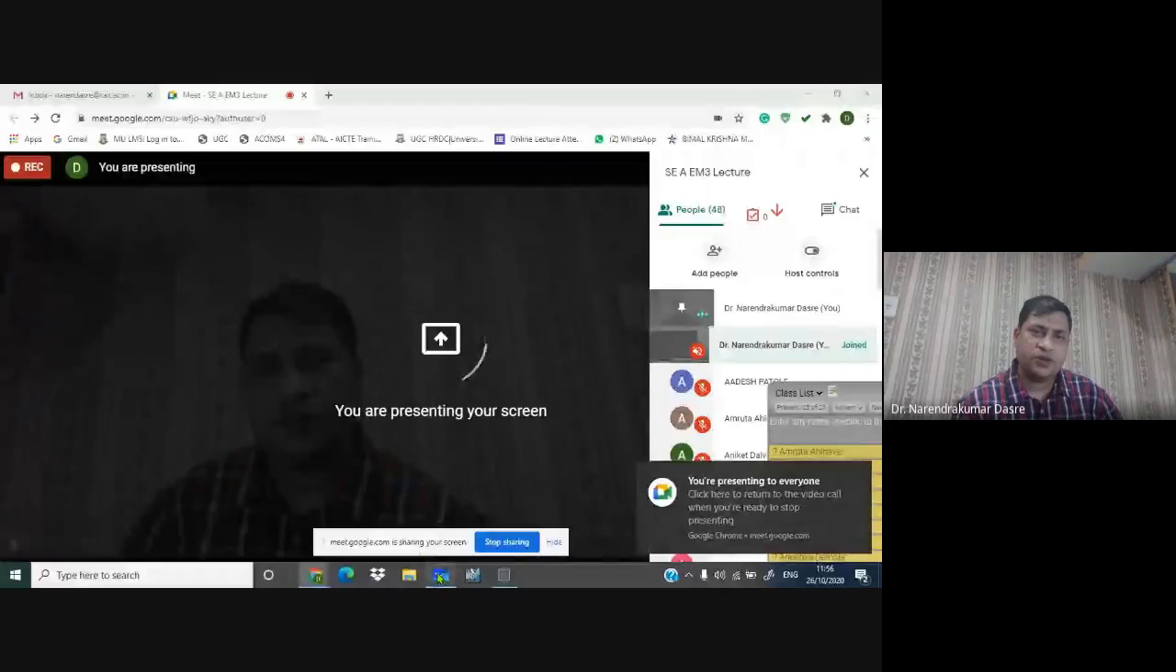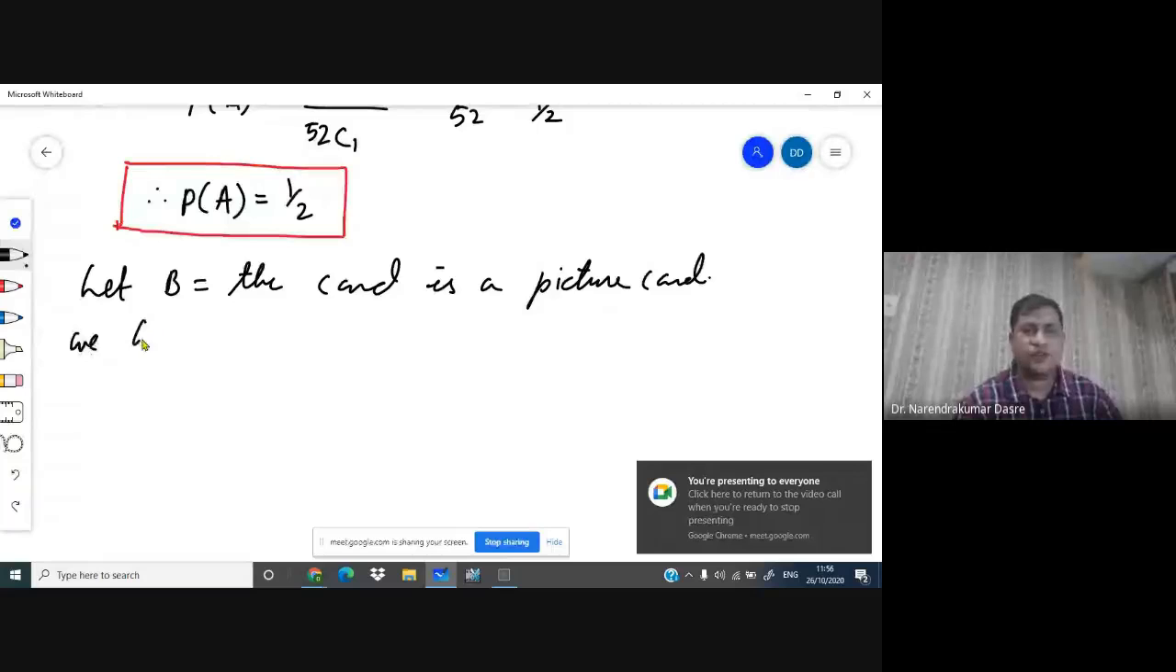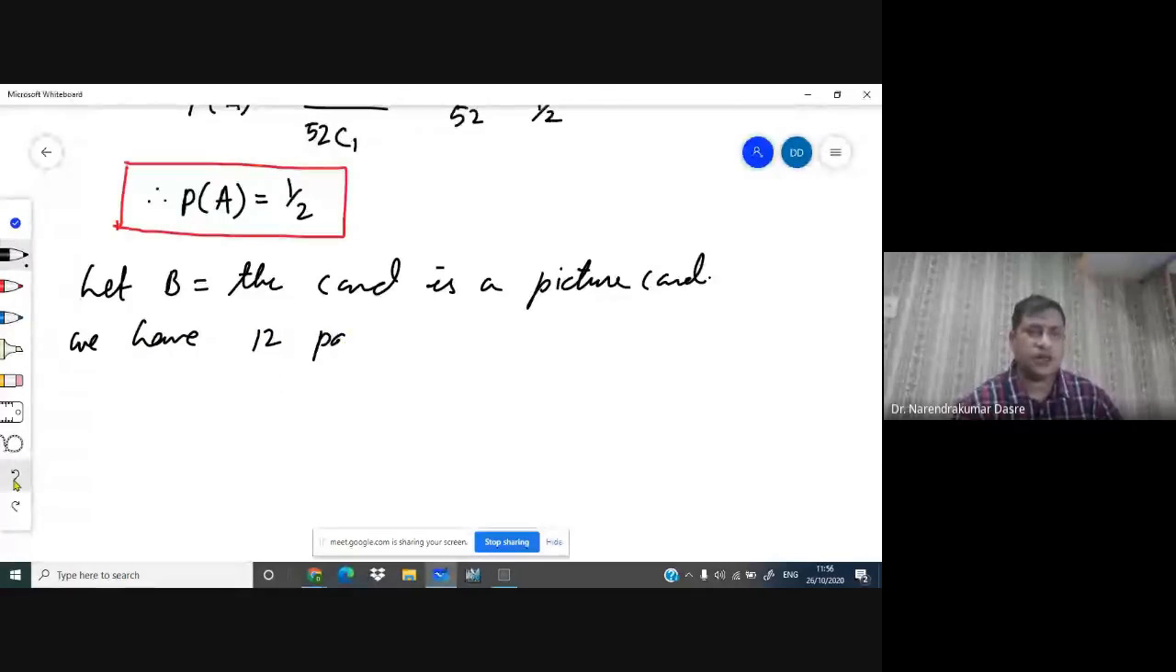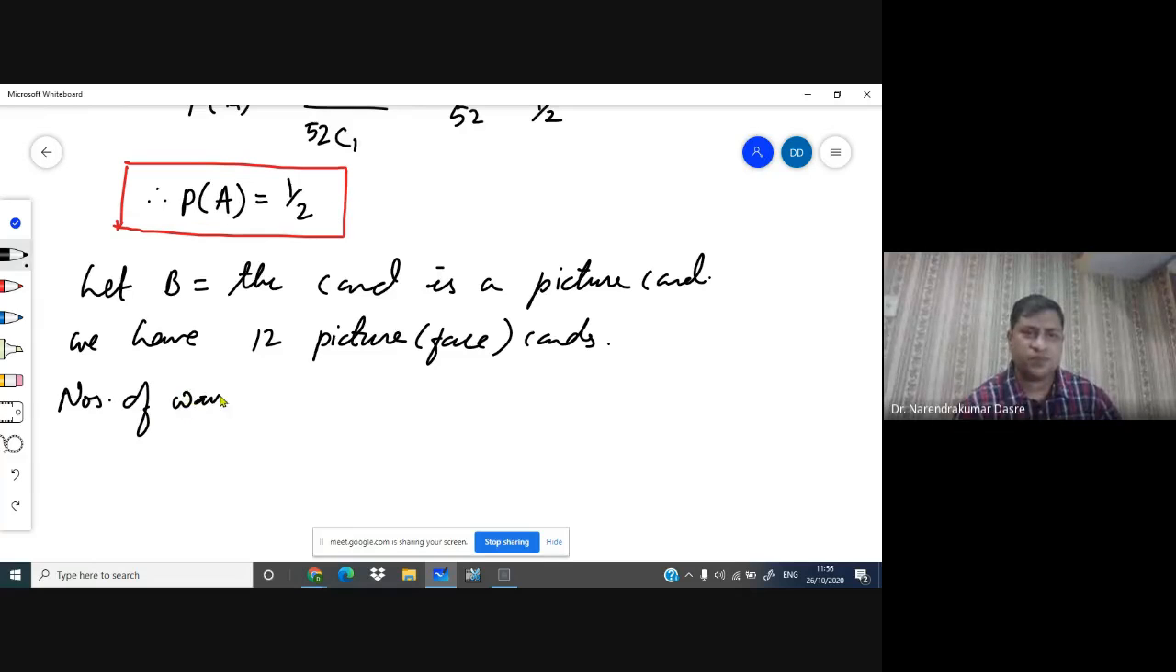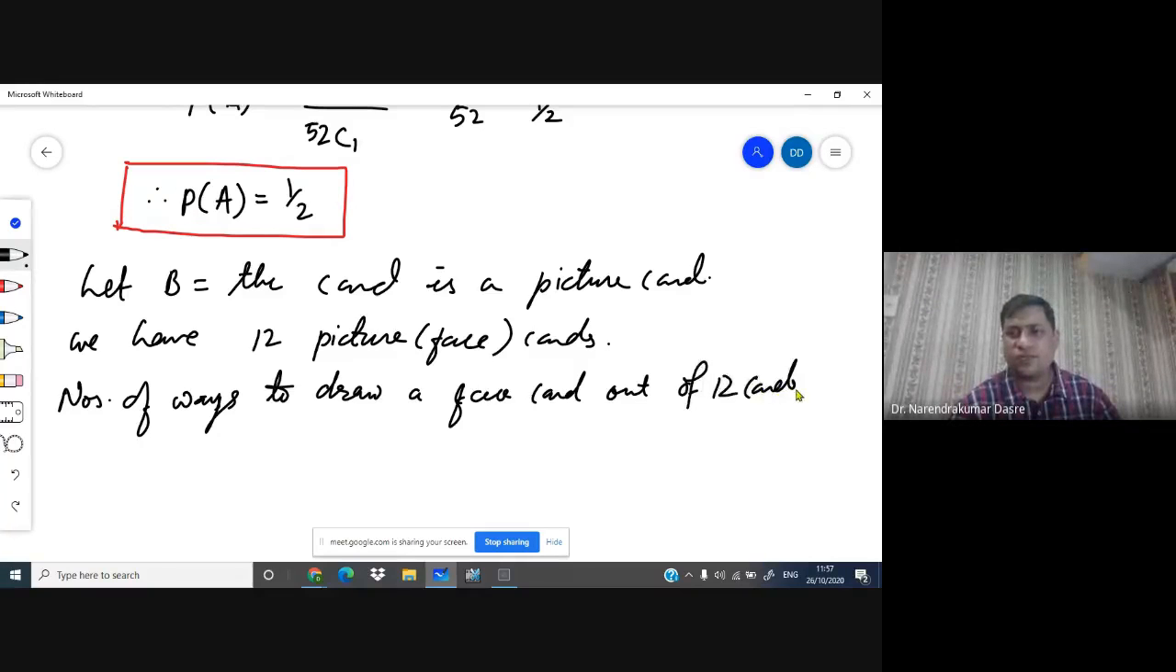We have 12 picture cards. These are face cards. So the number of ways to draw a face card out of 12 cards is simple. That's going to be 12.